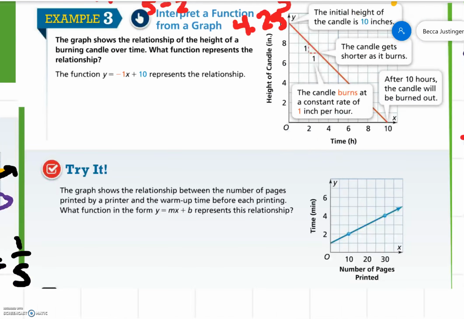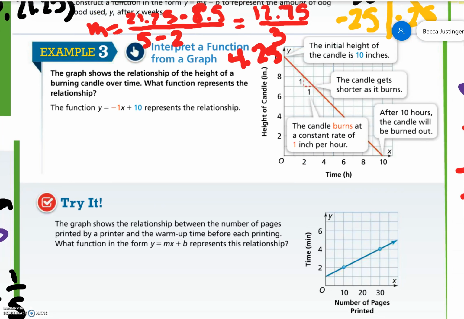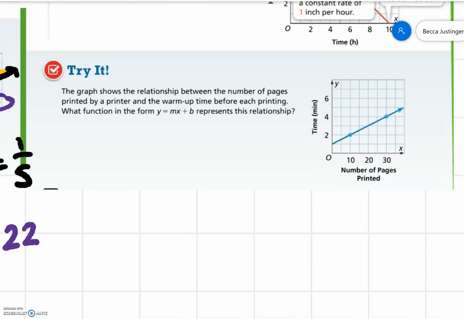All right, example 3, interpret a function from the graph. The graph shows the relationship of the height of a burning candle over time. What function represents the relationship? So all you got to do is look for the y-intercept. So the initial height is 10. And you need to follow the slope, down 1 over 1, down 1 over 1. So that's -1.